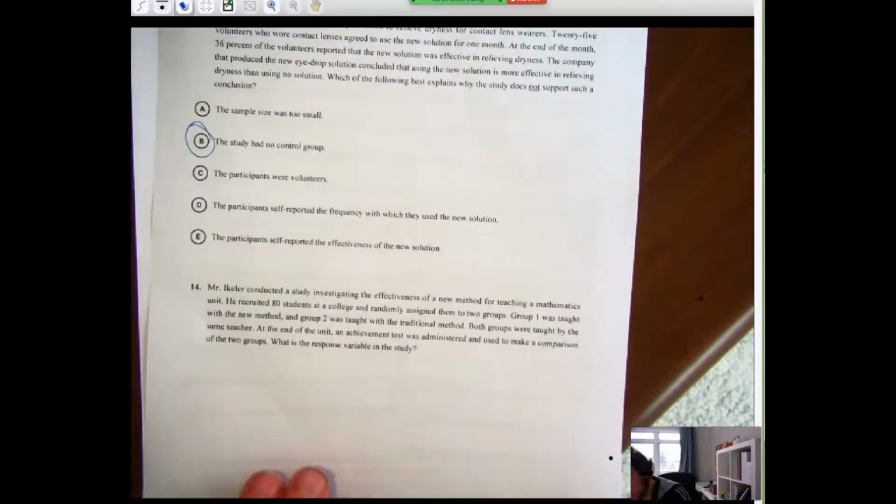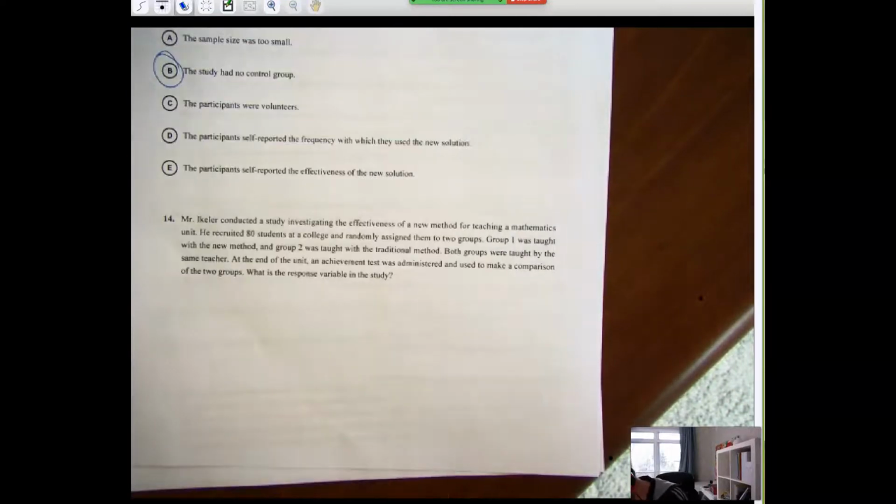14, Mr. Eichler is investigating a new method for teaching mathematics. So there's a new method and a traditional method. Both groups were taught by the same teacher. That's good because then the teacher is not a confounding variable. It's not a different thing that's in the mix, and it's the same in both groups. At the end of the unit, a test was administered and we're going to make a comparison.